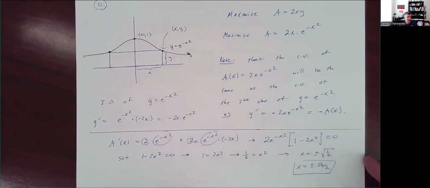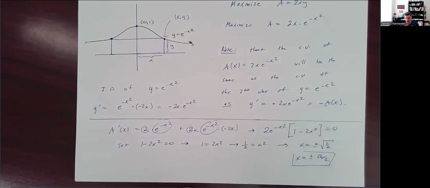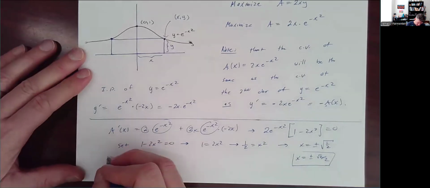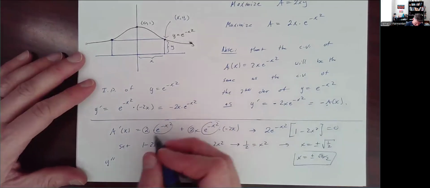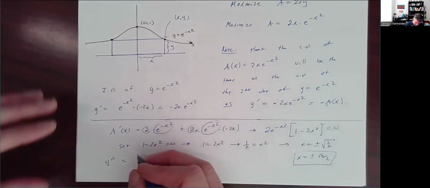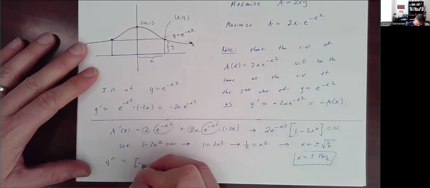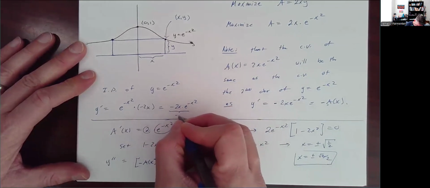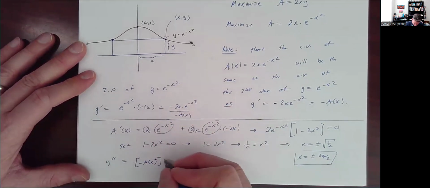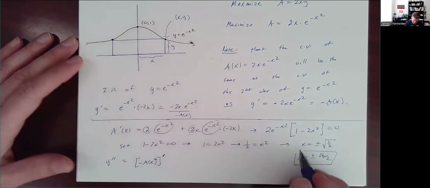So that's your critical value that's going to maximize the area. And then in a similar way, you could say that y double prime, well, I don't even need to do the work, right? Y prime is actually negative a of x. And so if we take the derivative of that, well, we just did it, right?